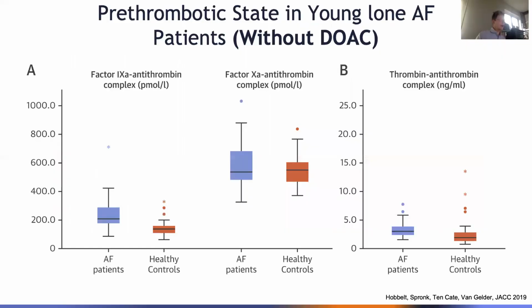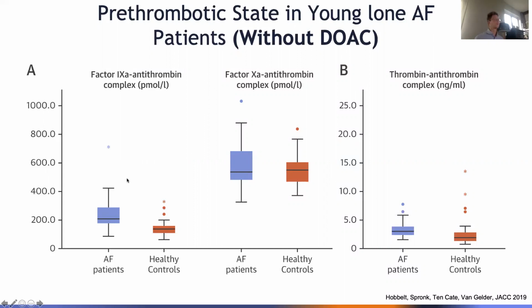And what they actually found is that in these young lone AF patients without a DOAC, so without any comorbidities, factor 9 levels were already increased, suggesting that although they are quite healthy, they already have a pre-thrombotic state.